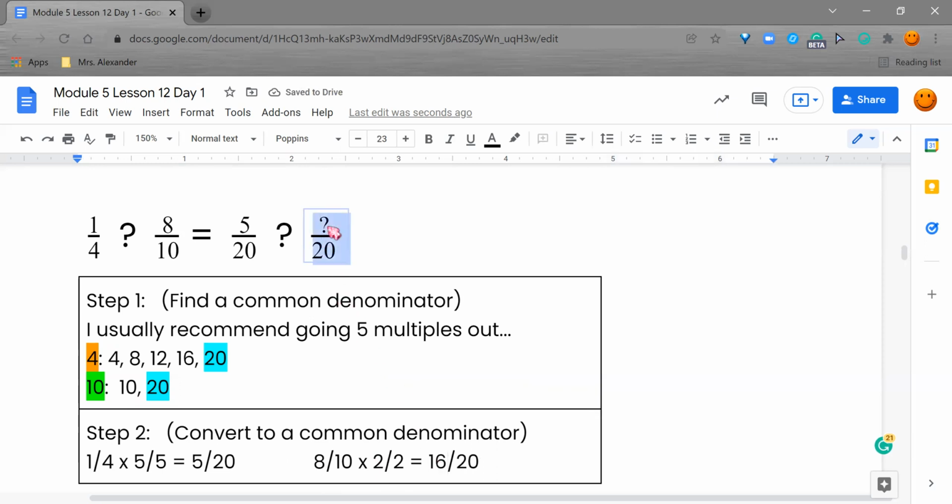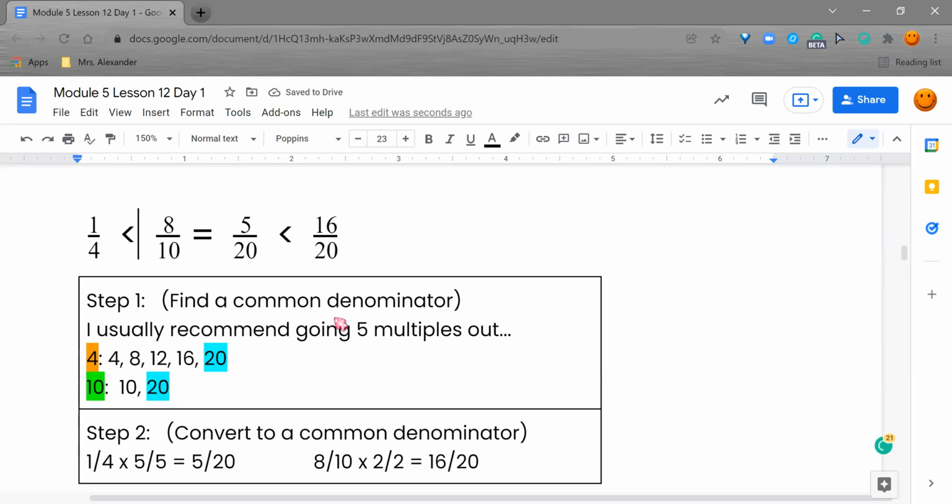We're going to come right up here and write the 16. And which one's bigger, 5/20 or 16/20? Very good, it is 16/20. So I'm going to come right over here, and I know that 8/10 is bigger than 1/4.